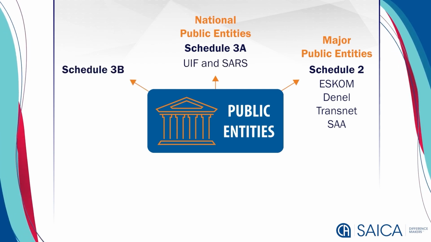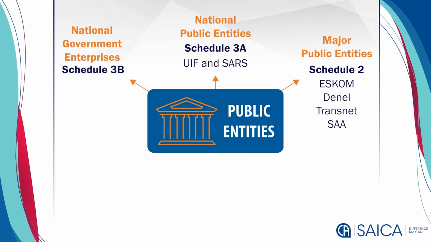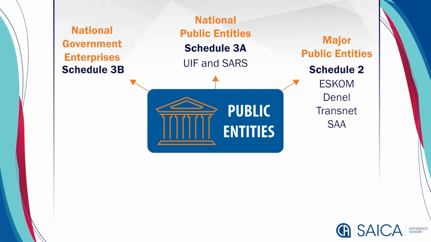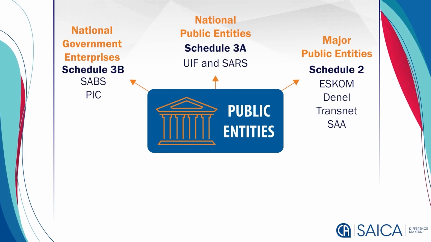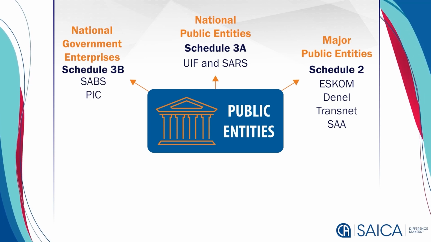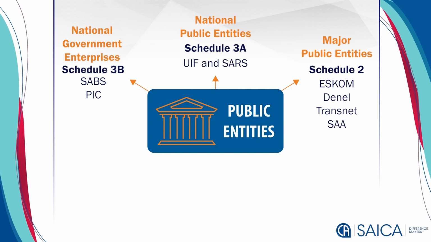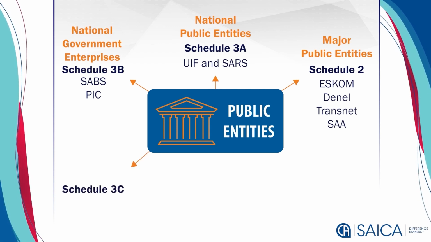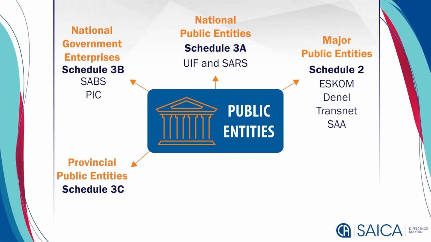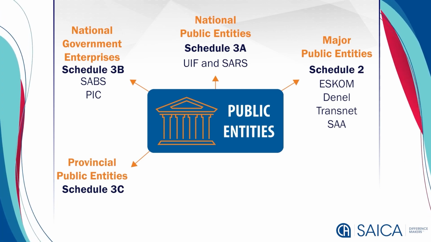Schedule 3B public entities, known as national government business enterprises. Examples of Schedule 3B entities are the South African Bureau of Standards, SABS, and the Public Investment Corporation, known as the PIC. Schedule 3C public entities, known as provincial public entities, for which there is a listing of such entities for each province.